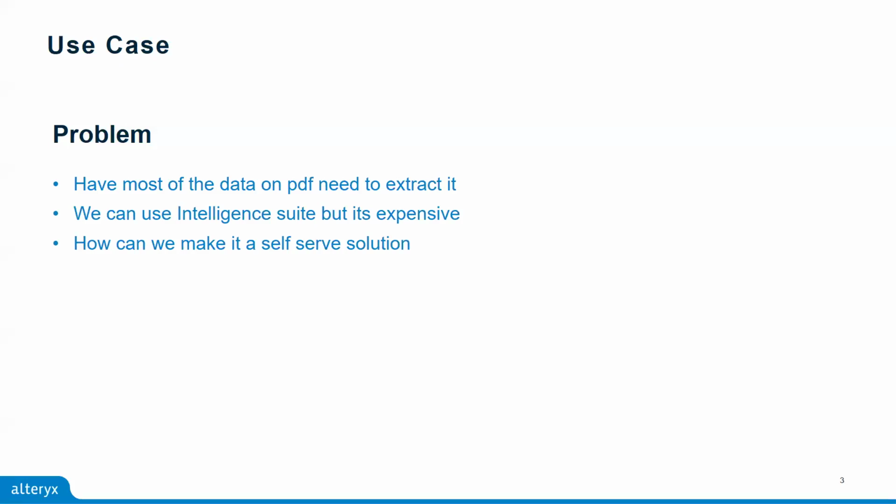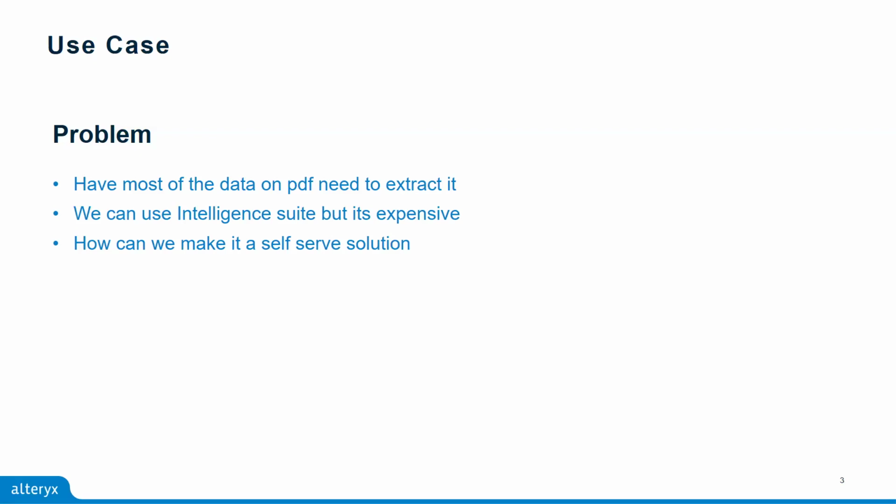Second, the way we can build this kind of solution in Alteryx is through Intelligence Suite. But the problem is that an Alteryx license costs 5K dollars, not 5K rupees, 5K dollars. And Intelligence Suite costs around 20K dollars, which doesn't make sense. We can't give away licenses that easily to everyone, so we need to come up with a solution where we can use Intelligence Suite, but we don't need to give a license to everyone.